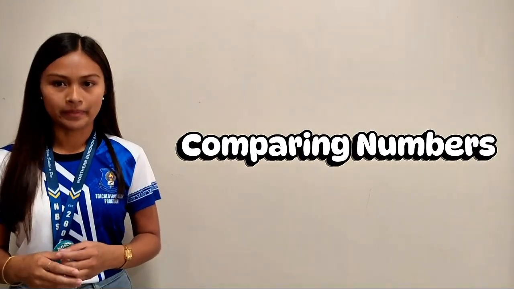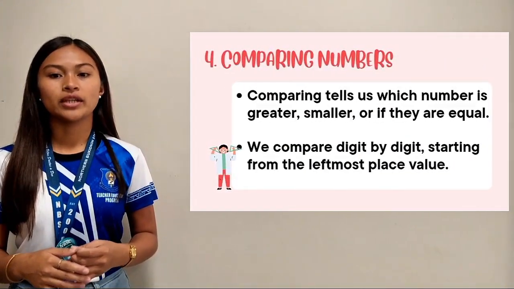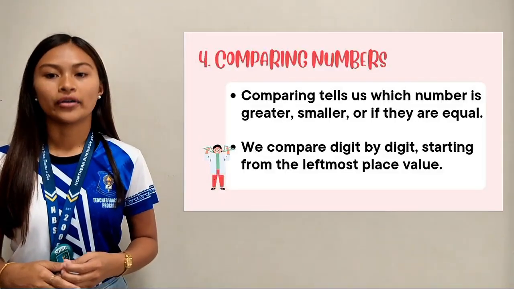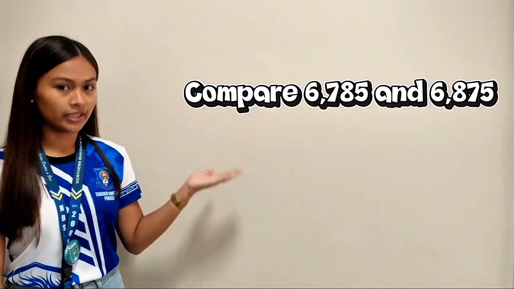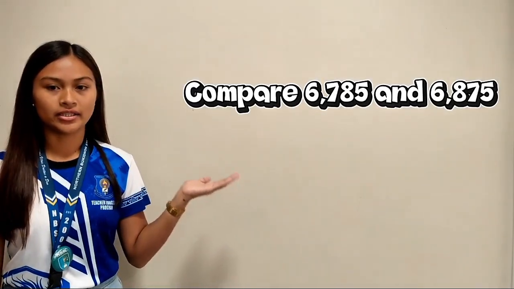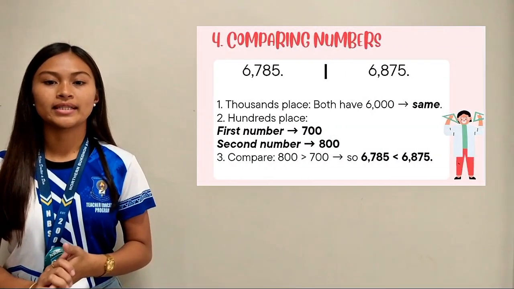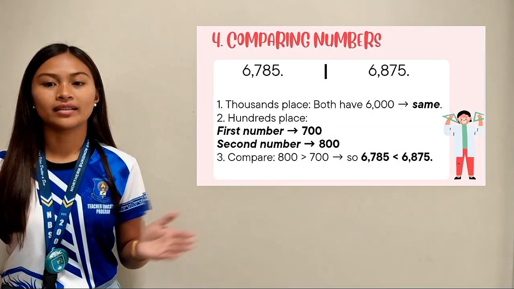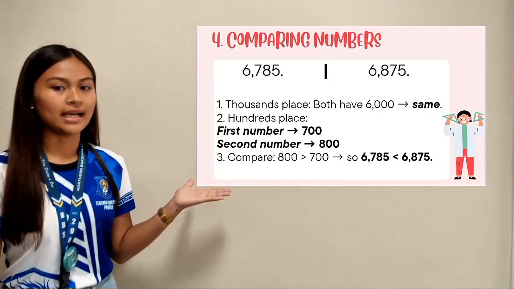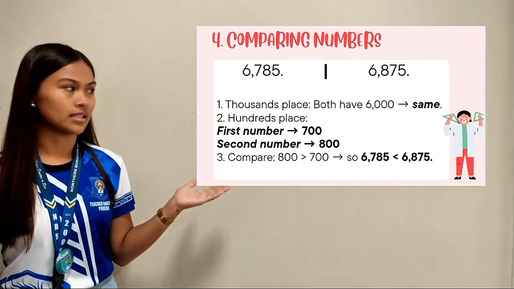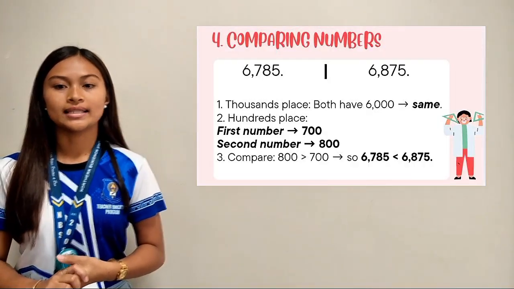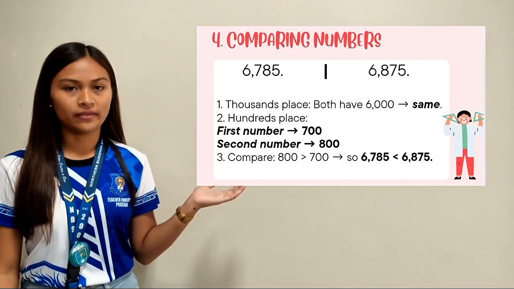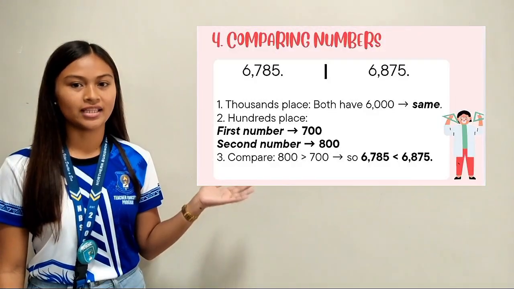Next, let's compare numbers. Comparing tells us which number is greater, smaller, or if they are equal. For example, compare 6,785 and 6,875. First, look at the thousands place. Both numbers have 6,000. Let's look at the hundreds place. The first number has 700, while the second has 800. Since 800 is greater than 700, we can say that 6,785 is less than 6,875.